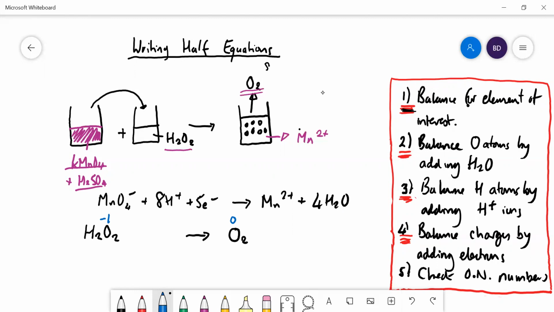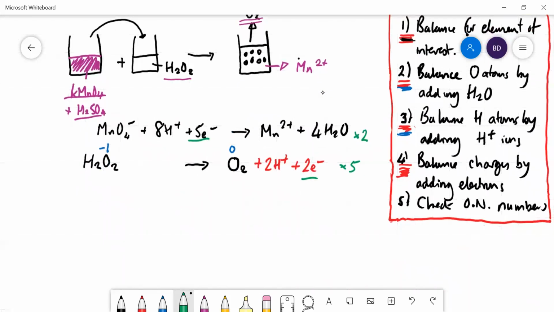We've got two oxygens, that's fine. Balance the oxygen atoms by adding H2O, we don't need to do that this time. Balance H atoms by adding H pluses. Well, we've got two H's on the left and none on the right, so I need to put here 2H plus. Now balance for the charges. We need 2e minus there. Right, so we've got our two half equations. Now to balance them, we need to go that one times by 2, and that one times by 5, because that will give us 10 electrons on each side. We've got 5 electrons there, we've got 2 there. The only way you can do it is by times-ing one by 2 and one by 5.